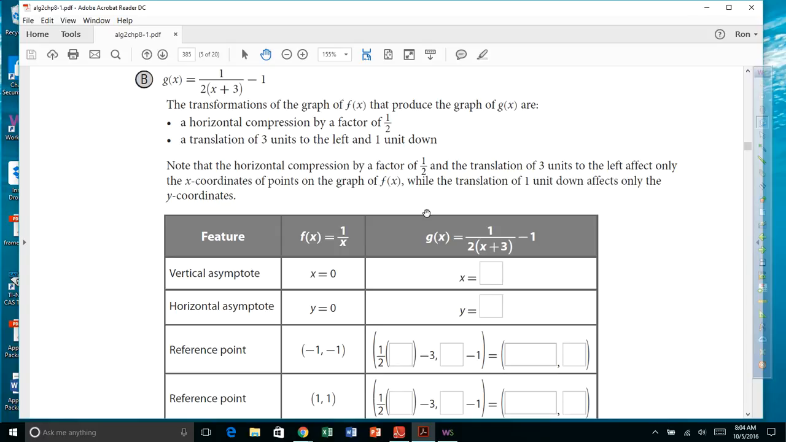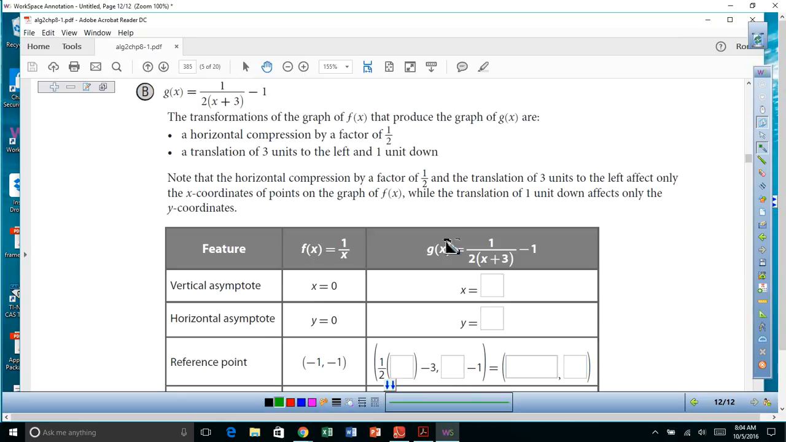Glad you're back. g of x equals 1 over 2 times x plus 3, minus 1. So let's see here. What is our h? h equals 3. That's our h. Okay, and it's actually negative 3 because remember that's x minus h. So that's going to be negative 3. What's our k? Our k is negative 1. k equals negative 1.